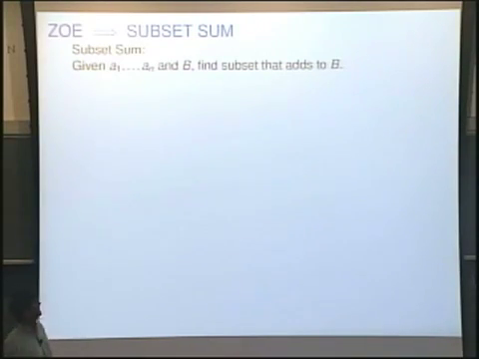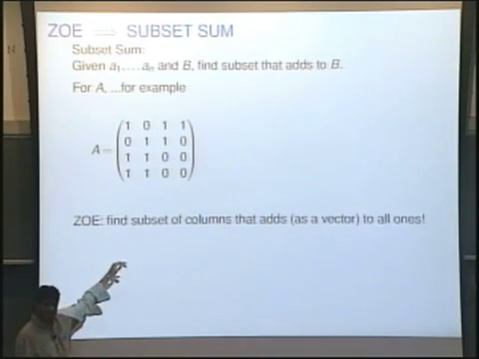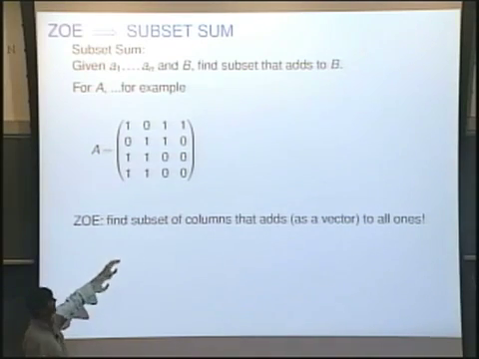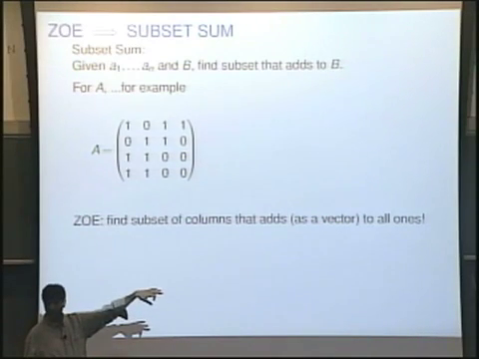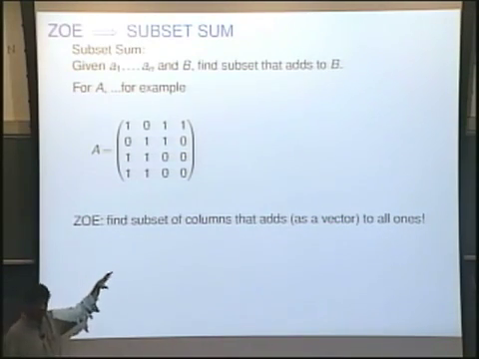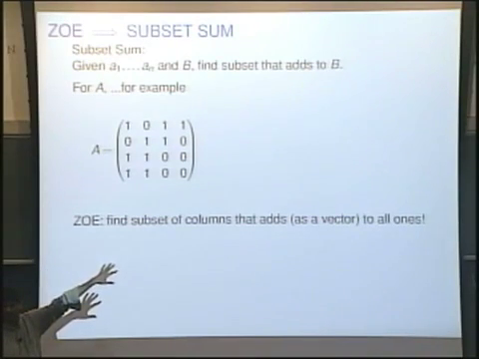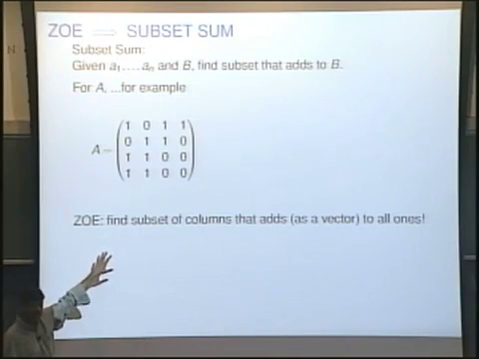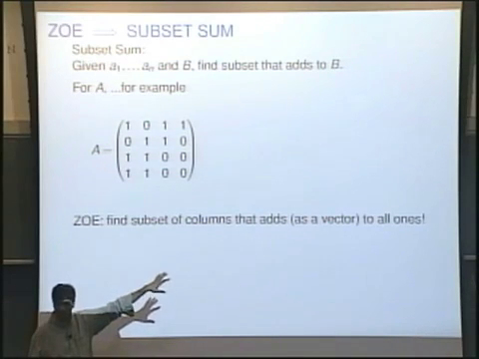Let's look at this example. And remember, for 0-1 equality, we get a matrix. You can sort of see it as finding a subset again: find a subset of columns that adds to the all ones. Subset sum is you're trying to find a subset of numbers that adds up to the number b. And here, in 0-1 equality, you're finding a subset of columns that adds to the all ones. That's really what you're doing.